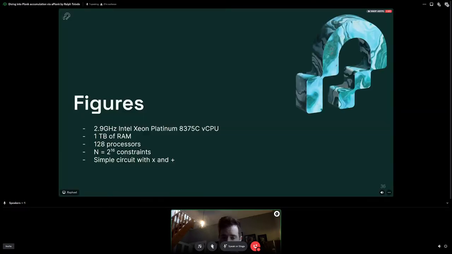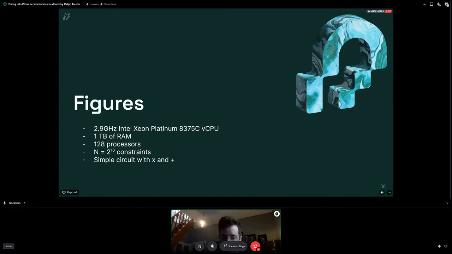This work was not only theoretical. We spent 2 years implementing it, doing benchmarks, and we have a nice paper about it. So we have some benchmarks, and I'm going to present them to you now. The benchmarks were done on an Amazon instance with the Intel Xeon Platinum, 1 terabyte of RAM, 128 processors.